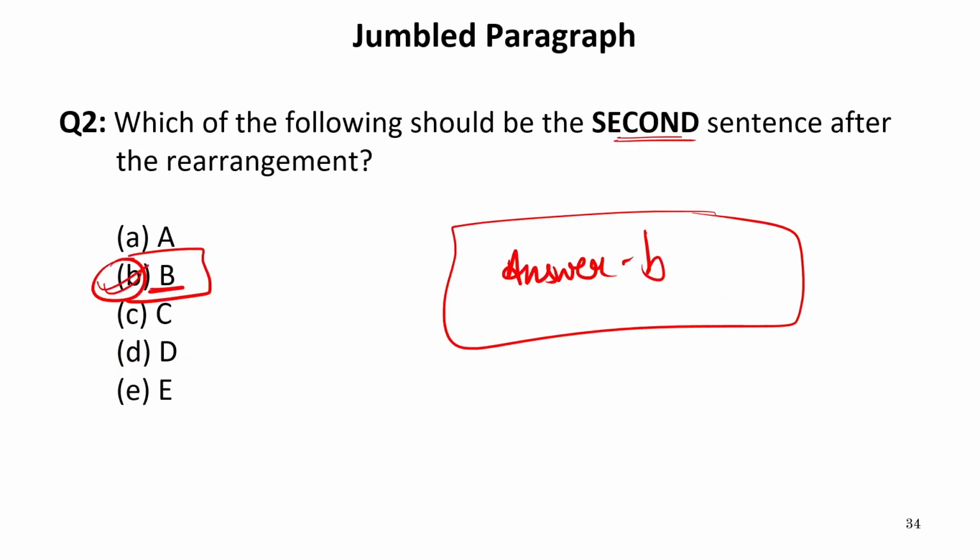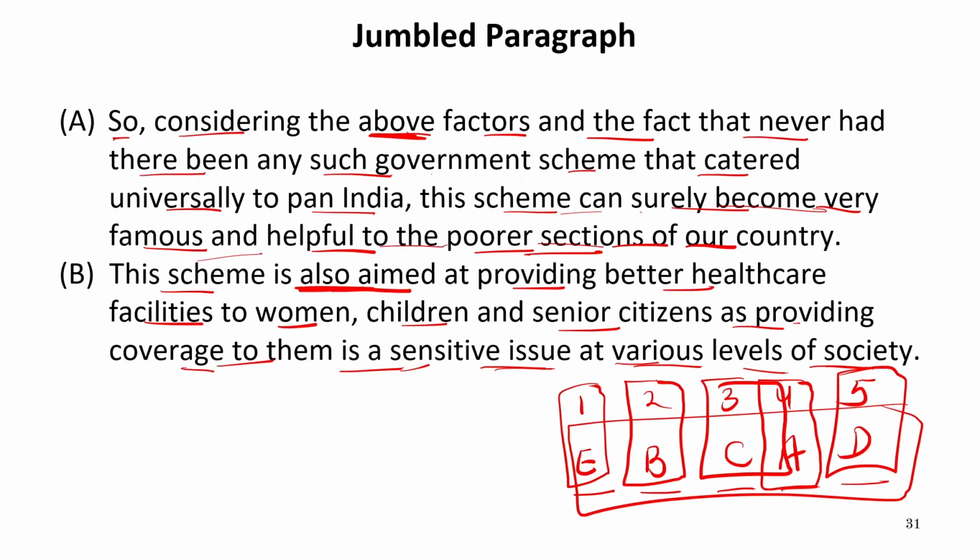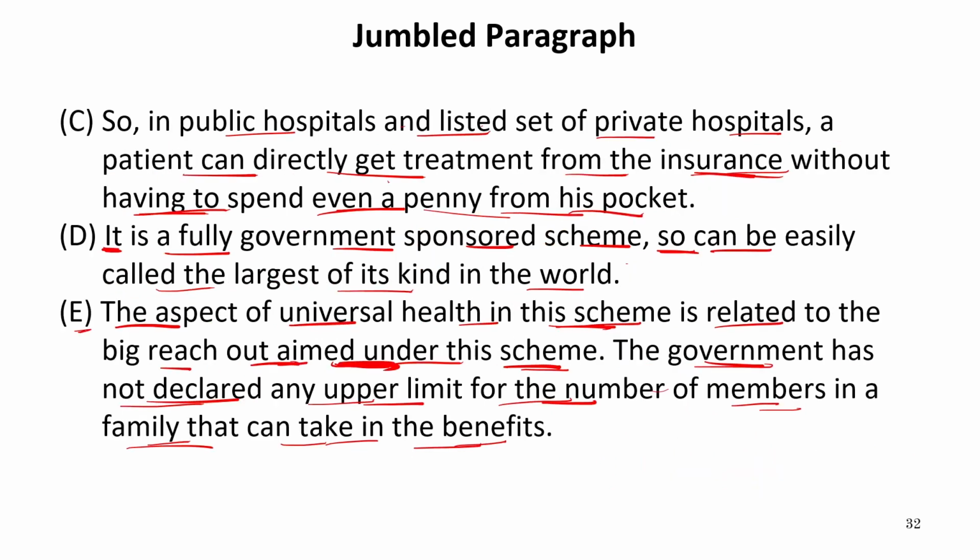Now let us read the passage again with the correct rearrangement of sentences. The aspect of universal health in this scheme is related to the big reach out aimed under this scheme. The government has not declared any upper limit for the number of members in a family that can take in the benefits.